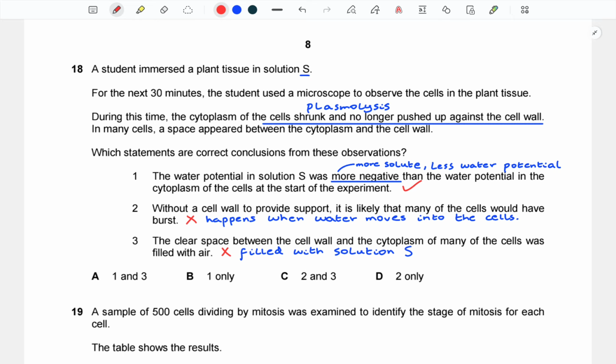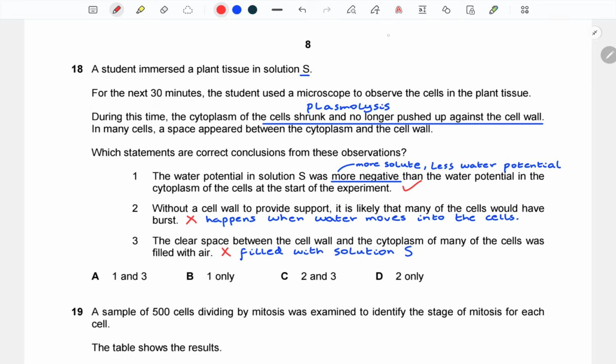For 18, we've got a student who immerses a plant tissue in solution S. For the next 30 minutes, the student uses a microscope to observe the cells in the plant tissue. During this time, the cytoplasm of the cells shrunk and no longer pushed up against the cell wall. This is describing plasmolysis. In many cells, a space appeared between the cytoplasm and the cell wall. Which statements are correct conclusions about these observations? The water potential in solution S was more negative than the water potential in the cytoplasm of the cells at the start of the experiment.